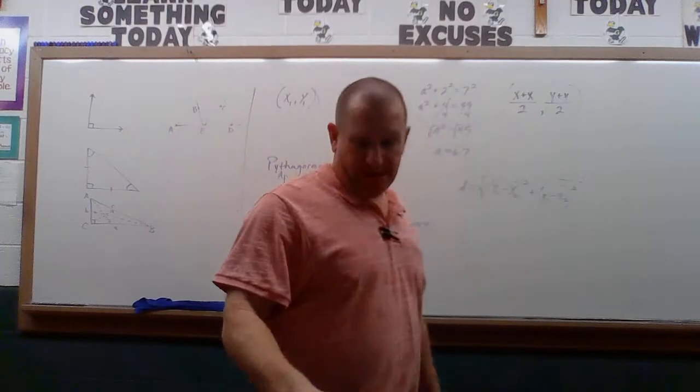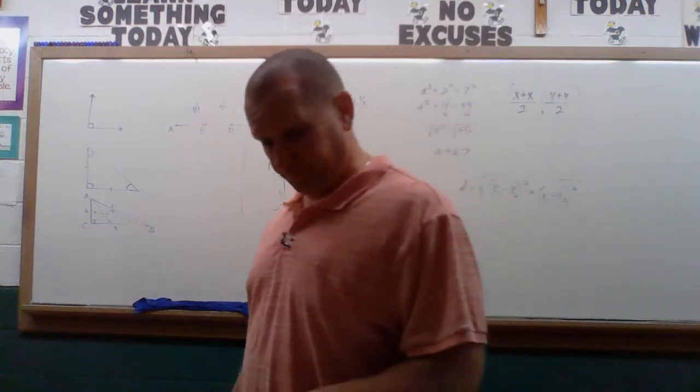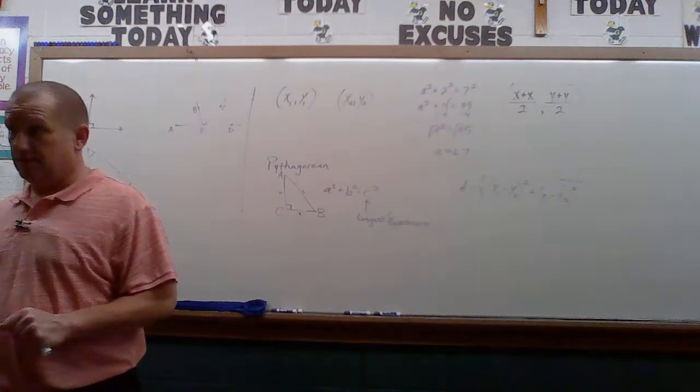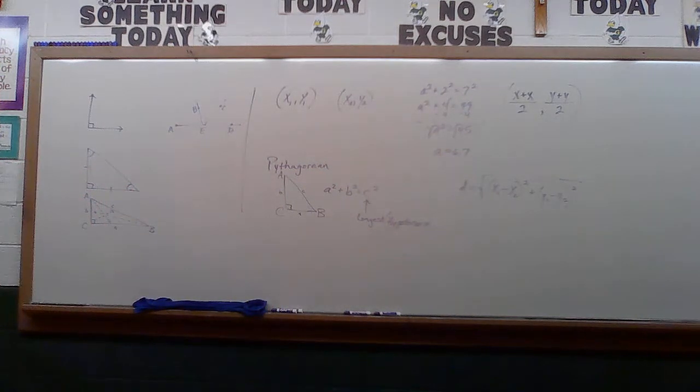All right. So the next section is about similar triangles. So similar means what? They're alike. How?